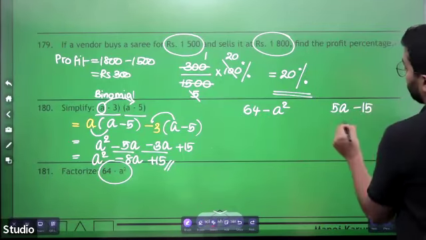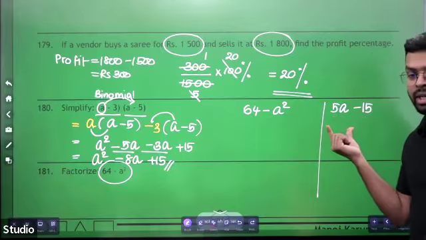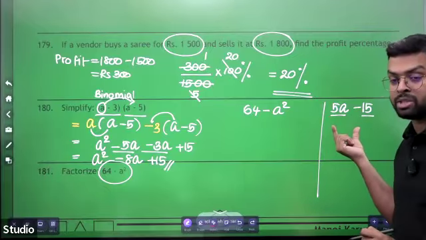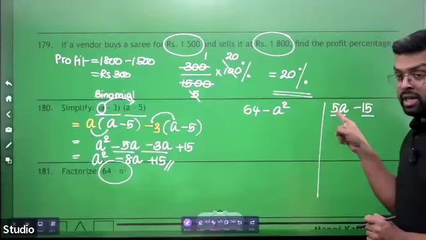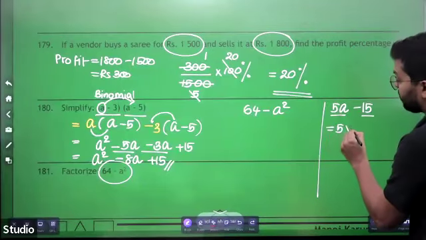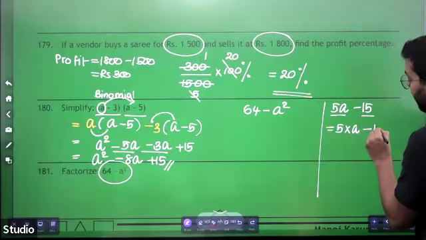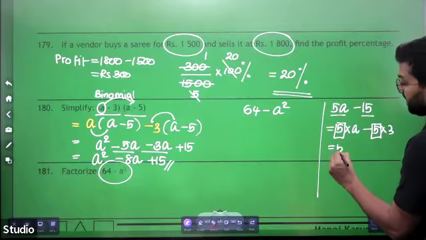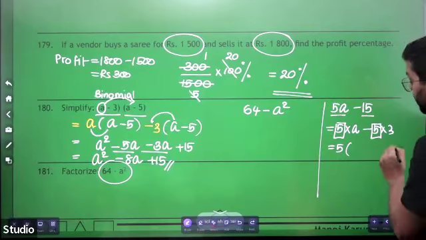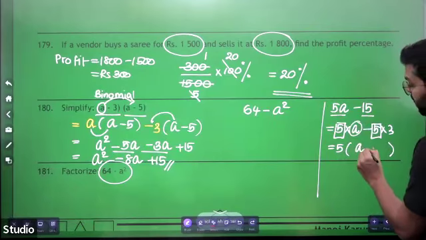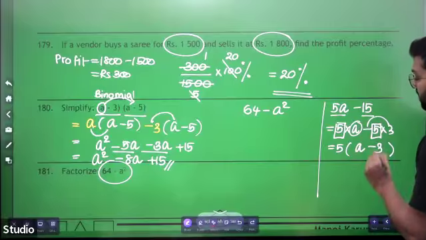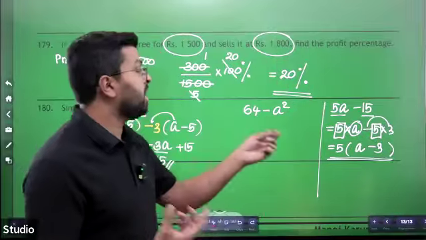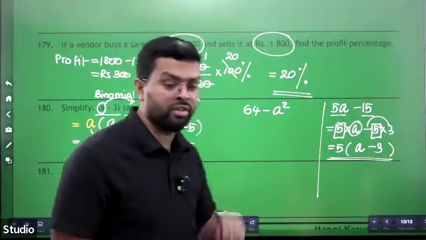5a minus 15. Can you factorize this algebraic expression? Yes. 5a and 15 are the two terms in this algebraic expression. Taking a common factor, we can write 5a as 5 into a, and 15 as 5 into 3. Now this number 5 is a common factor, so I can take that number 5 out. What is to be put inside the brackets? From here you will have a, from the next term we have minus 3, so we can factorize it like this.